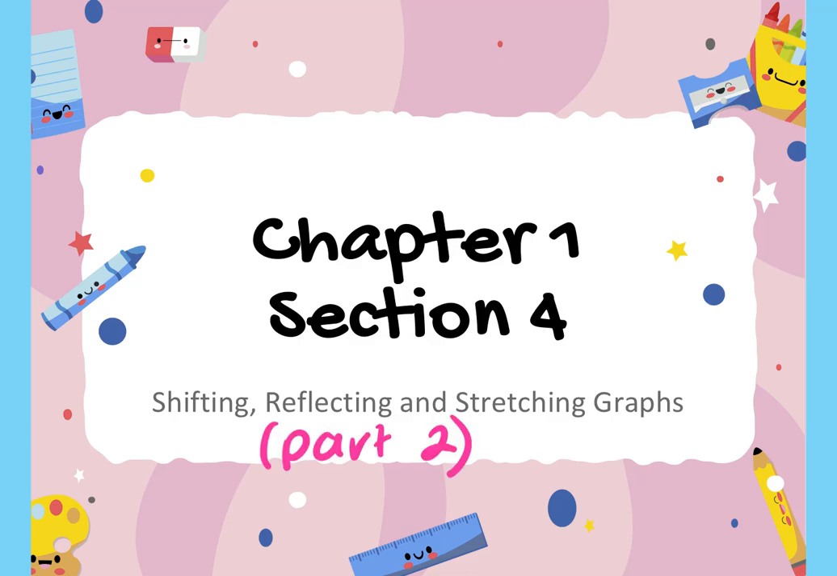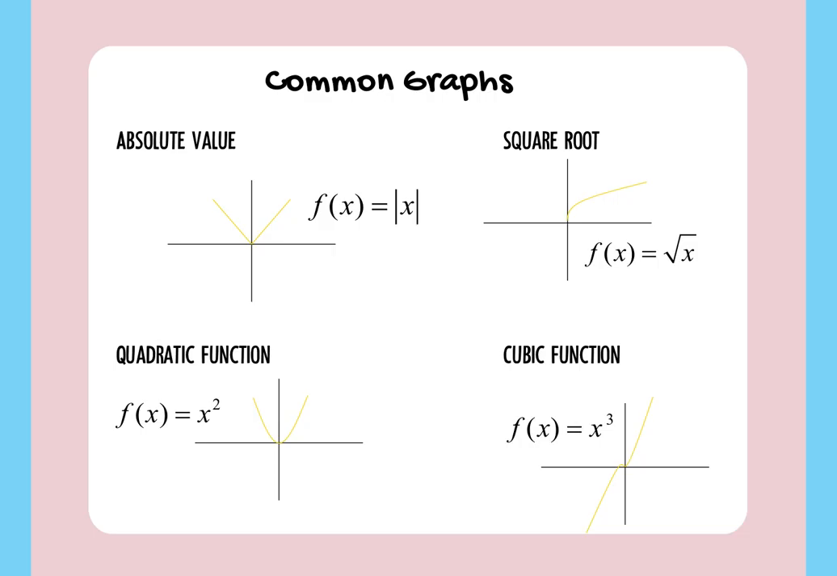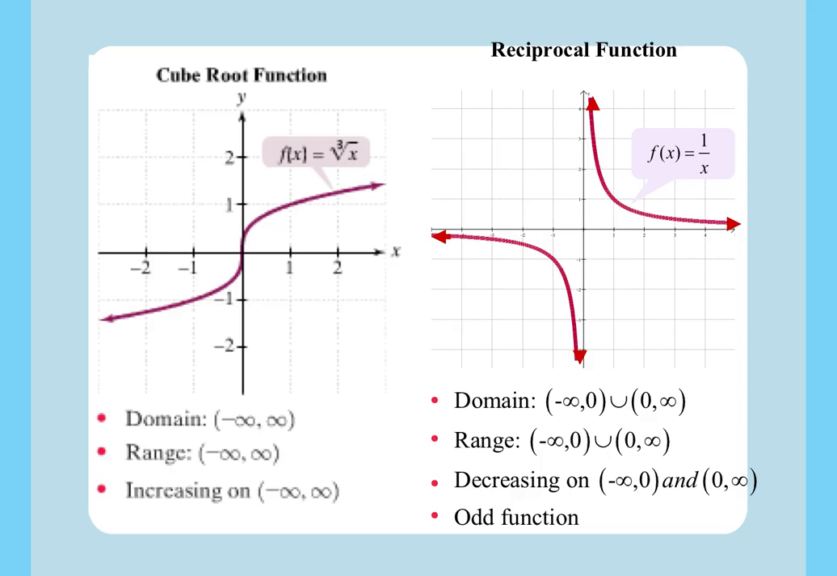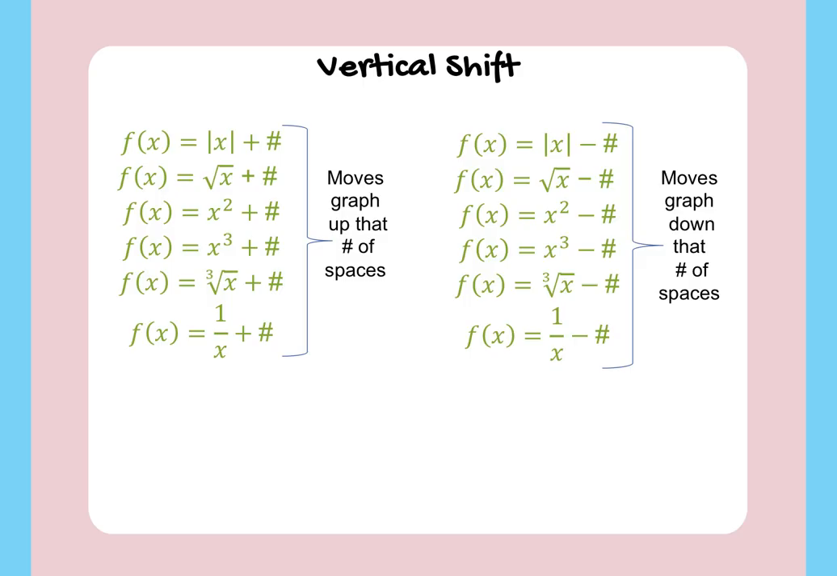Finishing out where we left off yesterday on 1-4, as a quick recap, we talked about all the parent functions: absolute value, square root, quadratic, cubic, cube root, and reciprocal functions. And then we talked about the vertical shift, so if we add or subtract after the function, it causes a vertical shift, adding up, subtracting down.